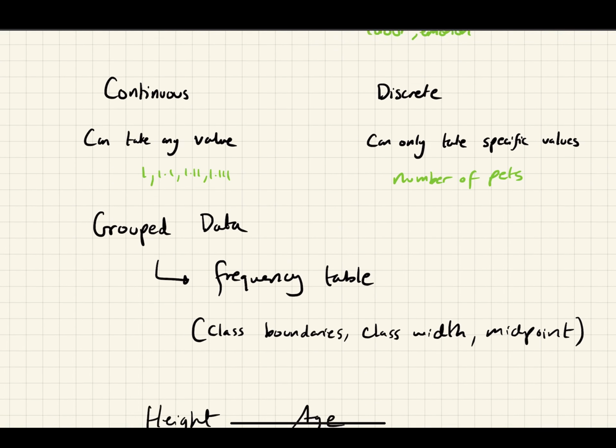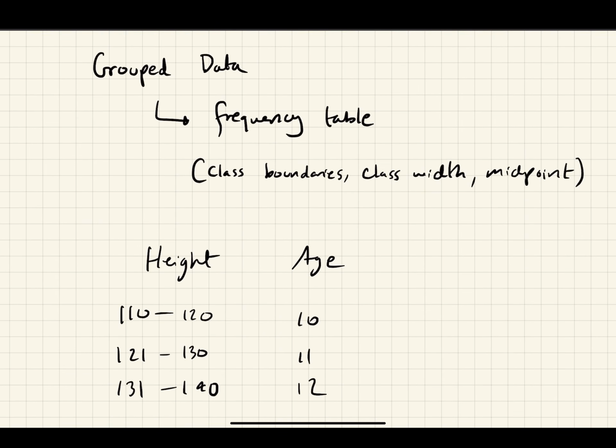If I go down now, we also have something known as group data. You'll often see this in your frequency tables. To be honest, there's not too much you need to know about this that you don't already know. In fact, you'd probably know all of it. We have things like class boundaries, the class width, and the midpoint. Class boundaries, as you can imagine, will tell you the largest and the smallest numbers inside your table. In this example, the class boundaries are between 110 and 120. This one here is your minimum value, and this one here is your maximum value. So these are your class boundaries.